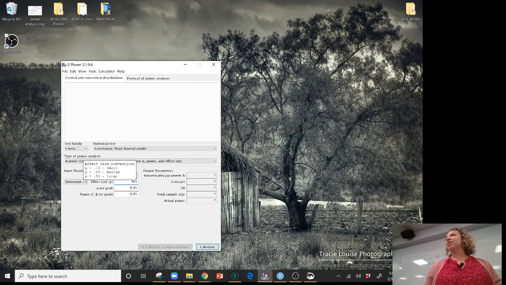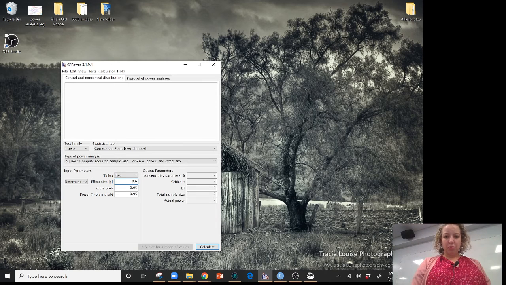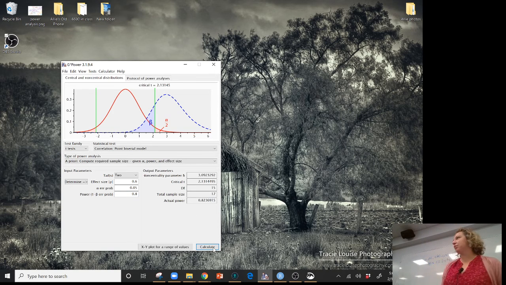0.6, is that small, medium, or large? That's pretty large. So 0.6, alpha 0.05, 80% power. Calculate, how big should my sample size be? 17. If I want to have 80% power to detect a large correlation, I need 17 people.